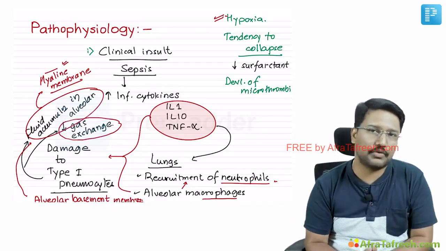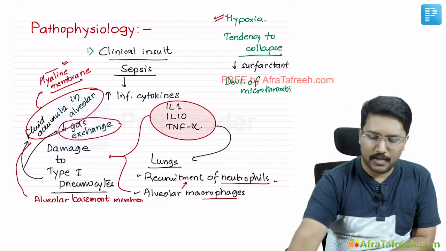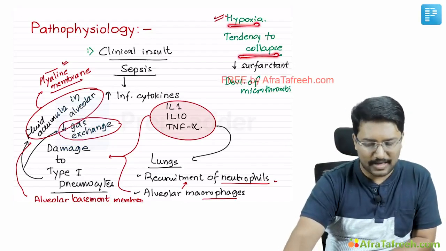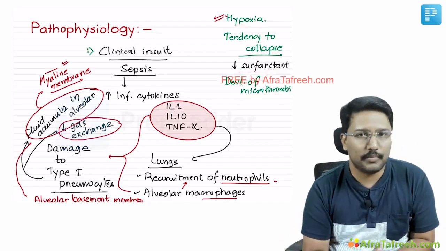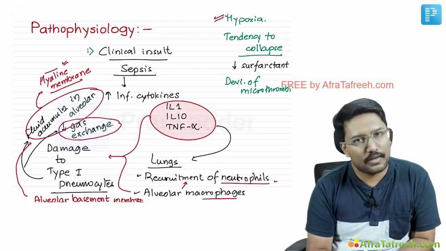So this is the basic pathophysiology of ARDS. Hypoxia, tendency to collapse because of the reduced surfactant, and development of microthrombi. Three essential pathophysiological hallmarks of ARDS.